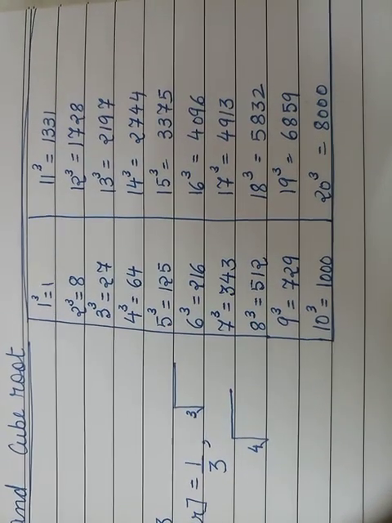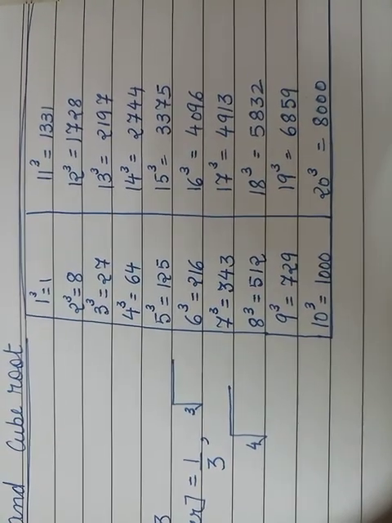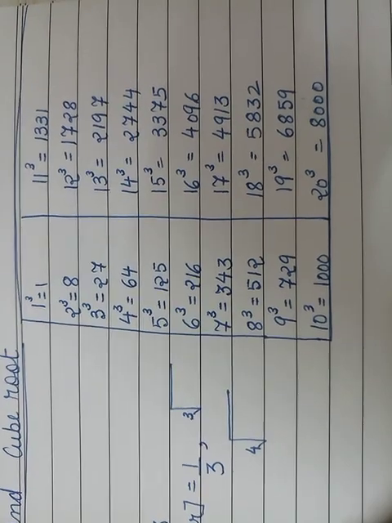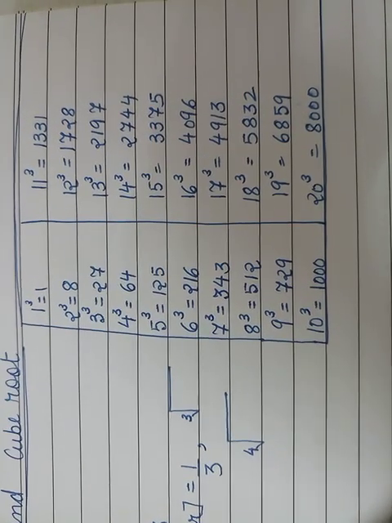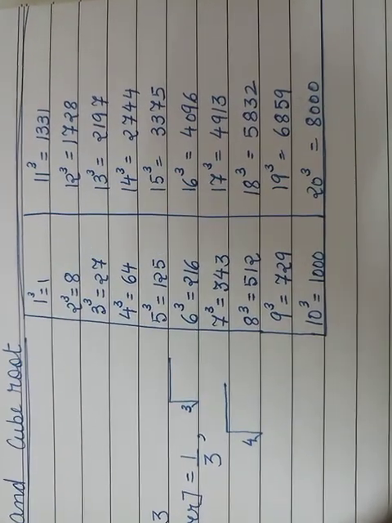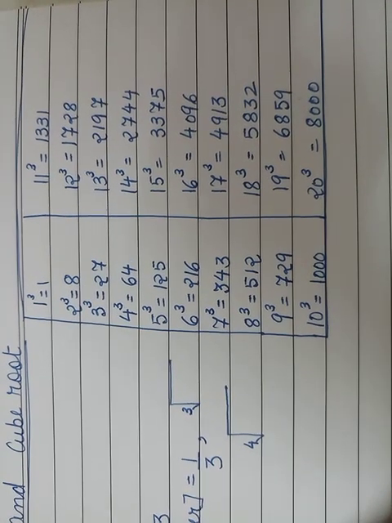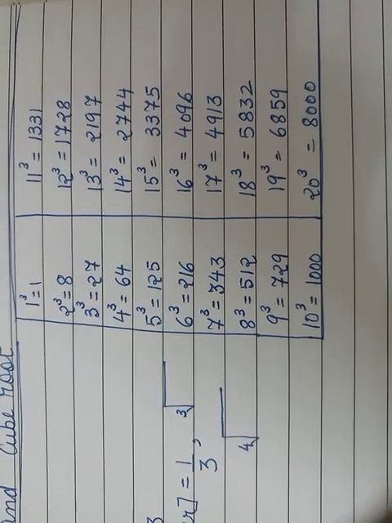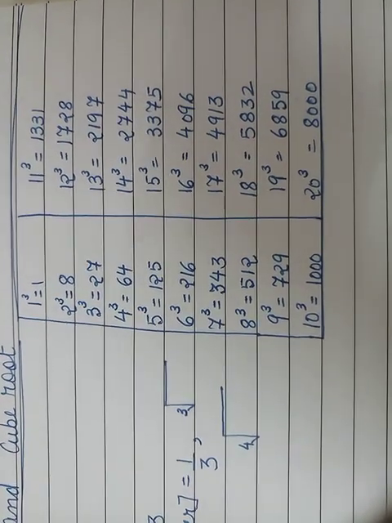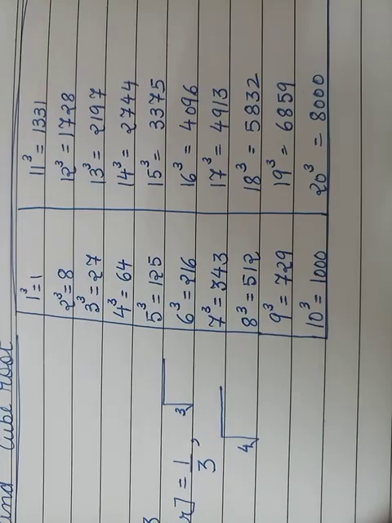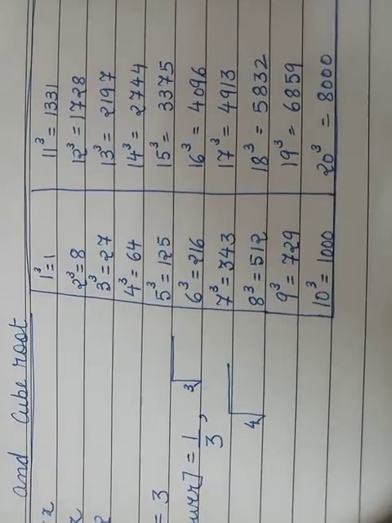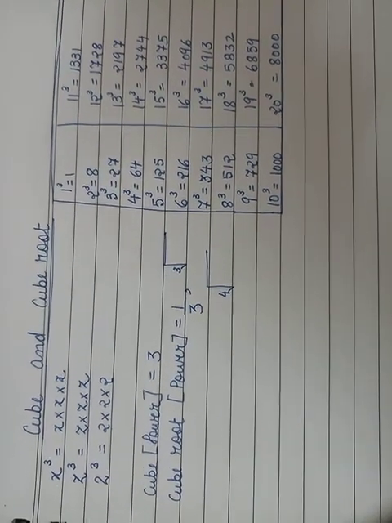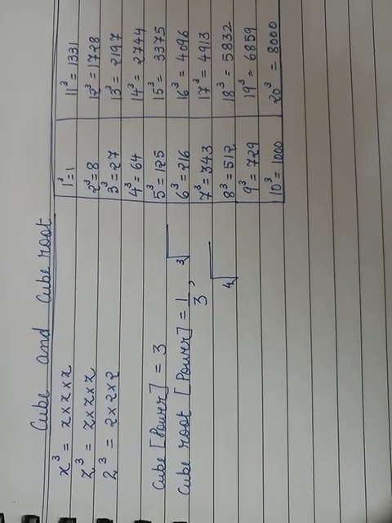16 onward, 16 to 20, it depends on your capability. If you can memorize, then it's good for you. 16 cube is 4096. 17 cube is 4913. 18 cube is 5832. 19 cube is 6859. And 20 cube is 8000. So everybody is going to learn the cubes.